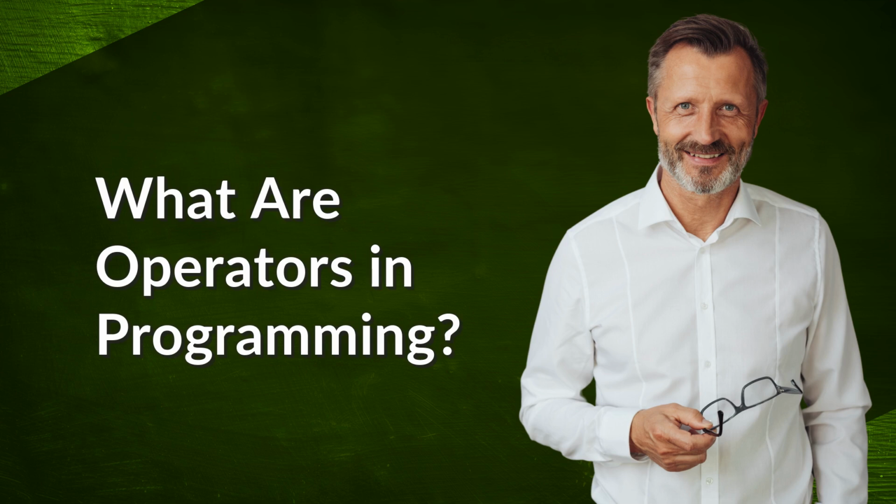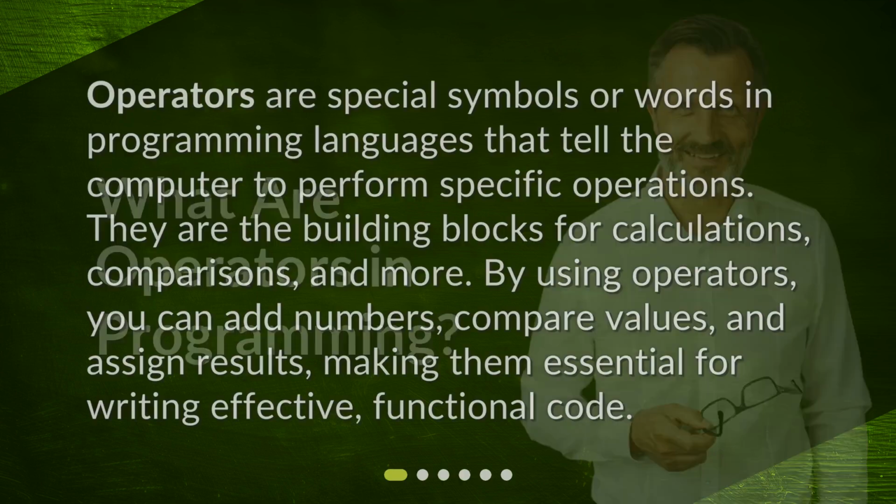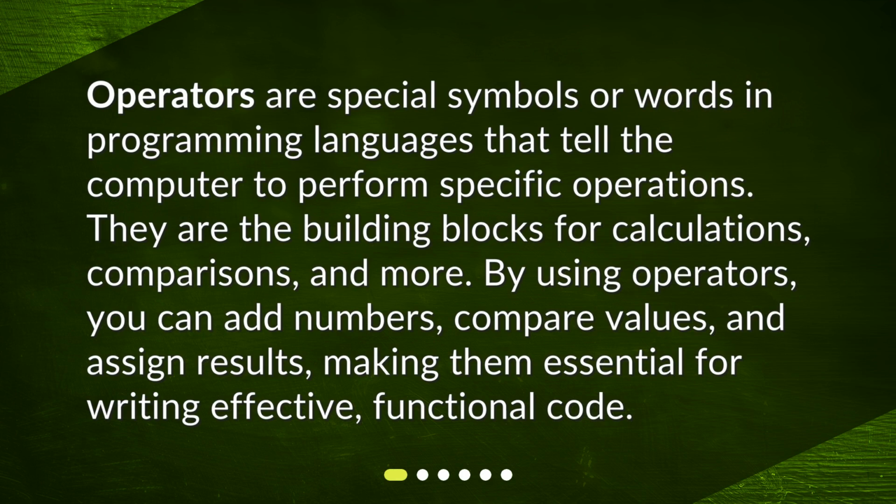What are operators in programming? Operators are special symbols or words in programming languages that tell the computer to perform specific operations. They are the building blocks for calculations, comparisons, and more. By using operators, you can add numbers, compare values, and assign results, making them essential for writing effective, functional code.